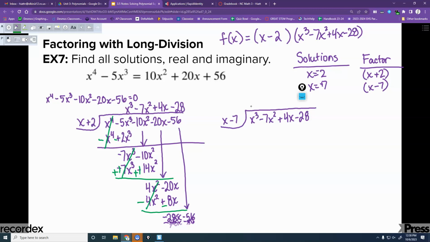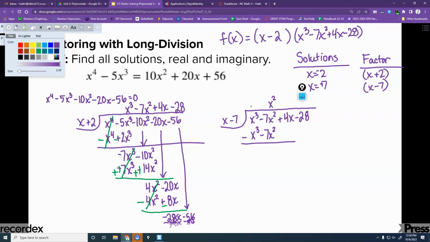Alright, so what times x would give us x to the third? That is x squared. I'm going to run through this a little faster just because we need to get going. If I'm losing you, take my word, there won't be that many of these on there. Or come to tutoring. So if I do x squared times negative 7, I get negative 7x squared. Now I'm going to subtract.